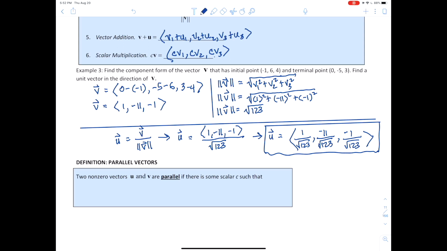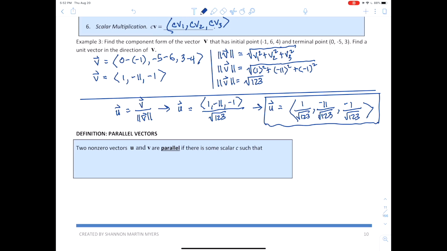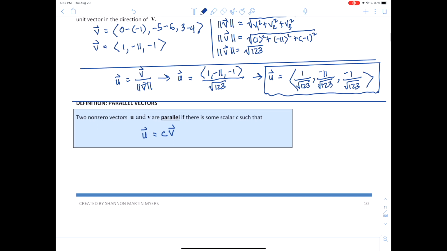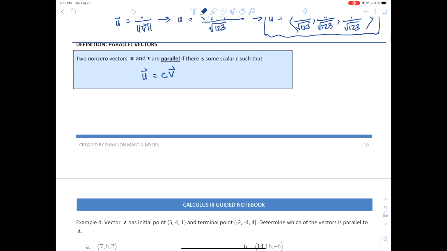Okay, parallel vectors. So parallel vectors, two non-zero vectors u and v, are parallel if there's some scalar c such that u is equal to c times v. Okay? So it's just scaled, and that means they're going to be parallel. So here we go, example 4.